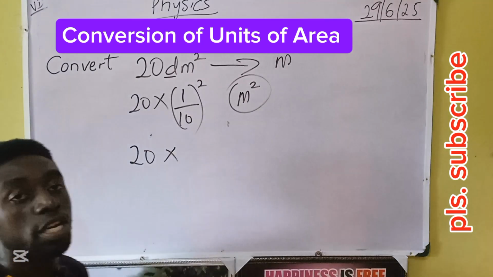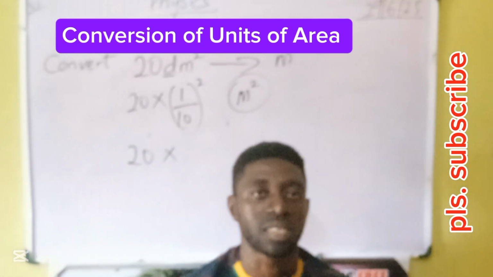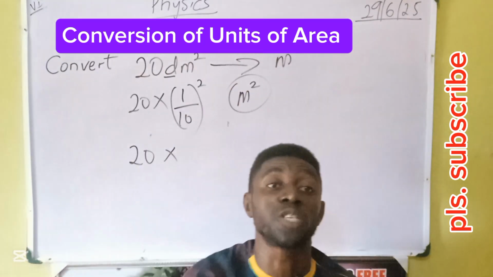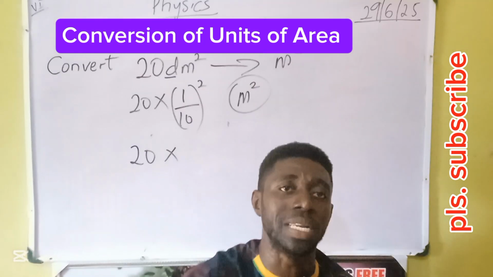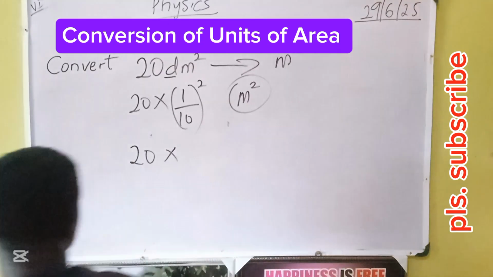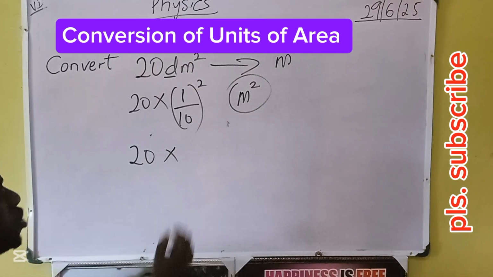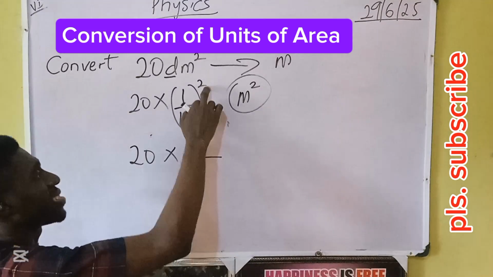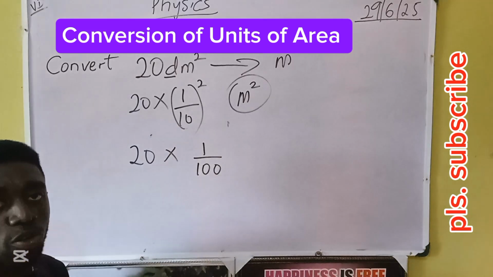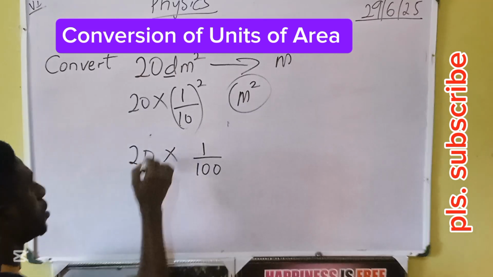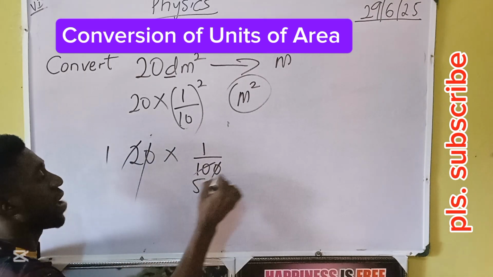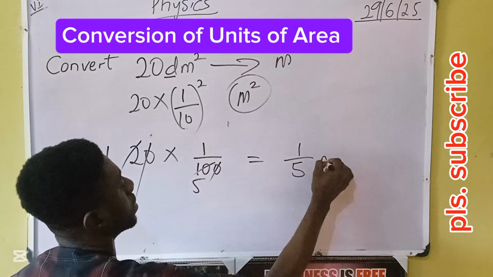20 times, in the laws of indices, the fractional index law says, if you have a fraction and there is a power, the power is for both the numerator and the denominator. The numerator and the denominator share the power. Let's see. 1 times 1 or 1 square is 1, over 10 times 10 or 10 square is 100. Then go on with arithmetic. 0 cancels 0. 2 into itself is 1. 2 into 10 is 5. Therefore, 1/5 meter square.